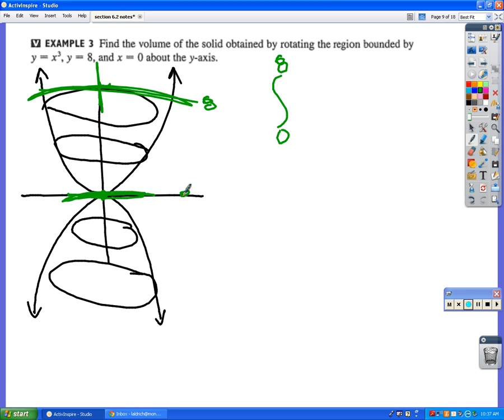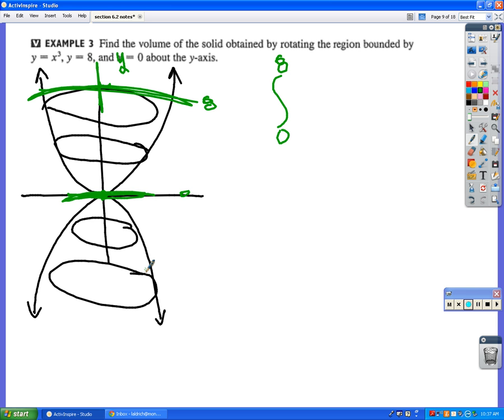But I'm still confused why it's x. I don't know why they chose x equals 0, we might as well just make that y equals 0 and not worry about it. It's probably a typo on accident. Could be. Anyway, so we're going from 0 to 8.